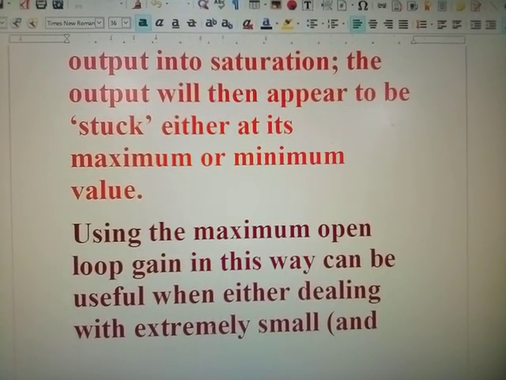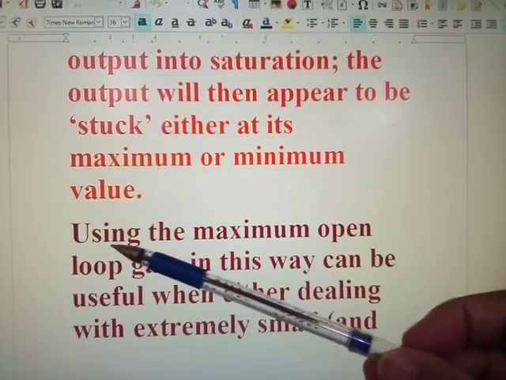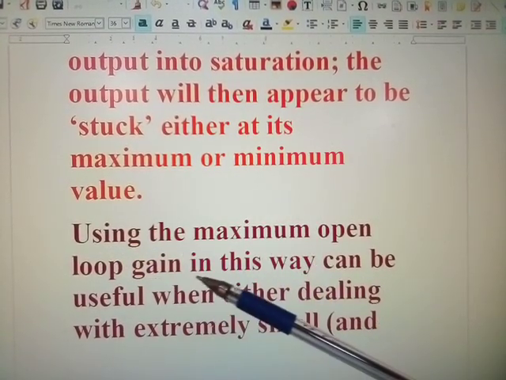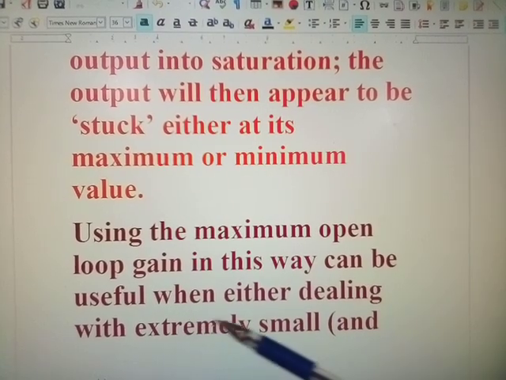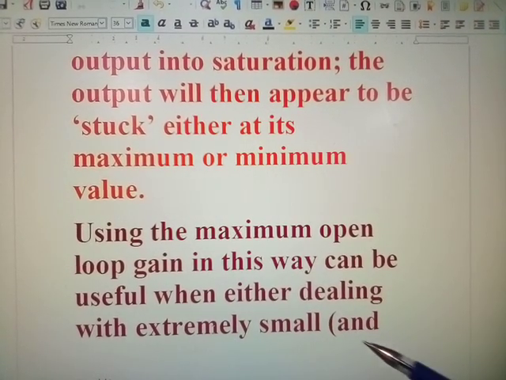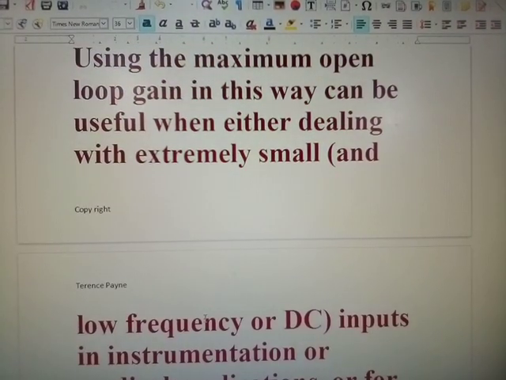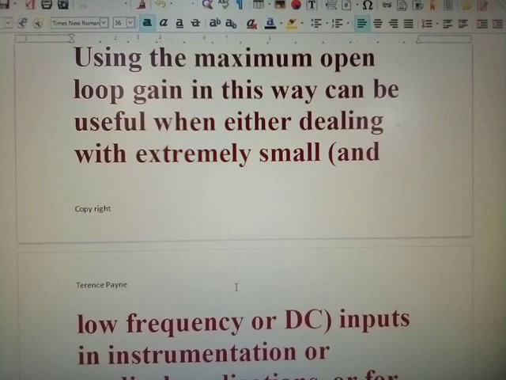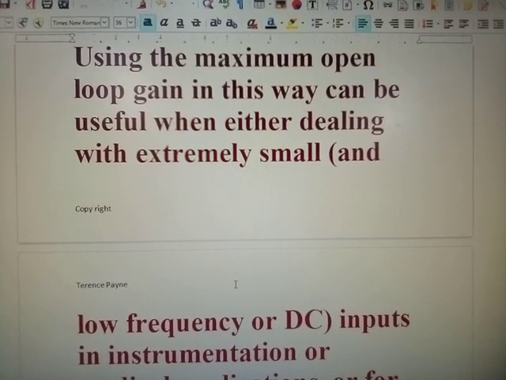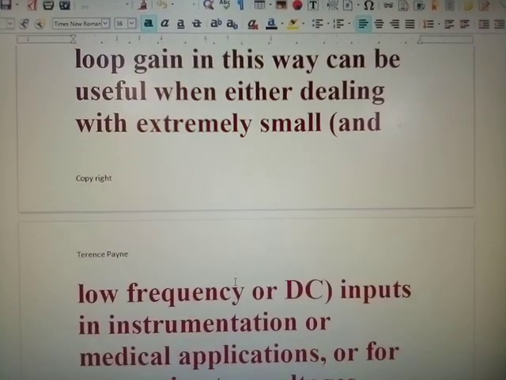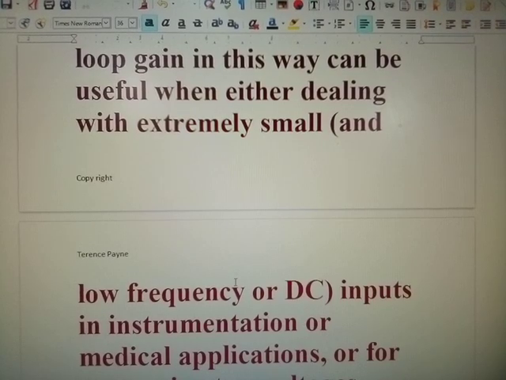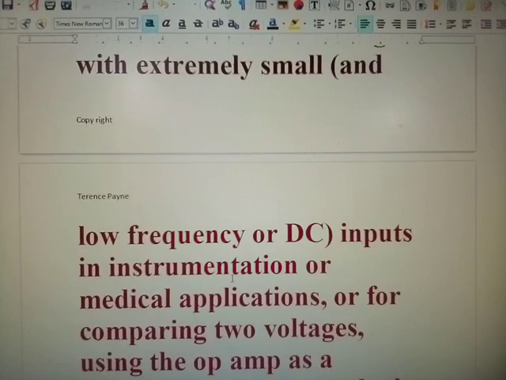Now, using the maximum open loop gain in this way can be useful when either dealing with extremely small and low frequency or DC inputs. Okay. Now, inputs, instrumentation or medical applications are for comparing two voltages using the op amp as a comparator.